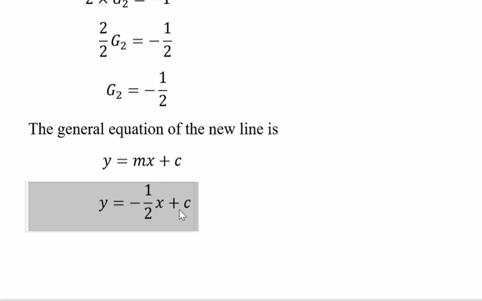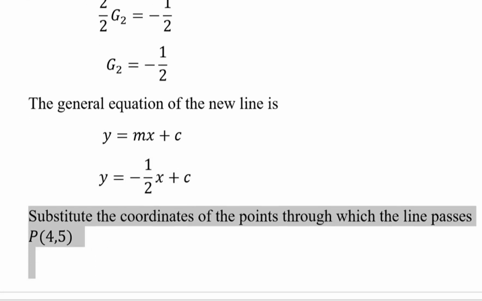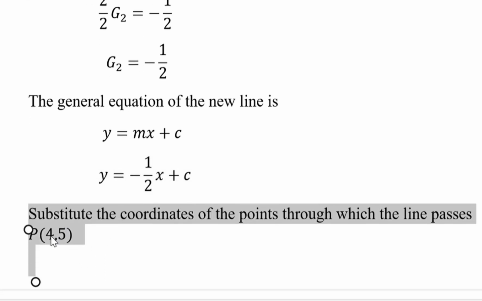And how do we get c? We take the point that we are given and substitute its coordinates here and here. So the point we are given is (4, 5). 4 is the x coordinate, 5 is the y coordinate. So substitute 5 here, and then take this 4, substitute it here.